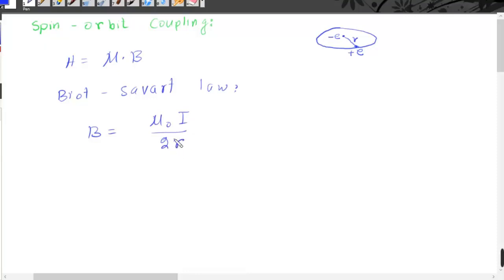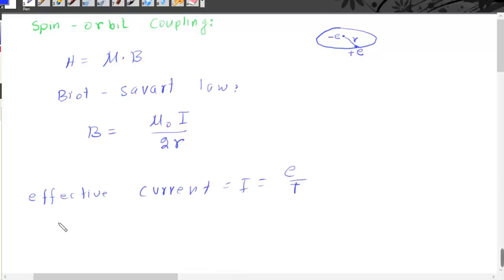Here r is the distance between the proton and the electron, μ₀ is the free space permeability, and I is the effective current, which is represented as I = e/T, where e is the charge of the proton and T is the time period.